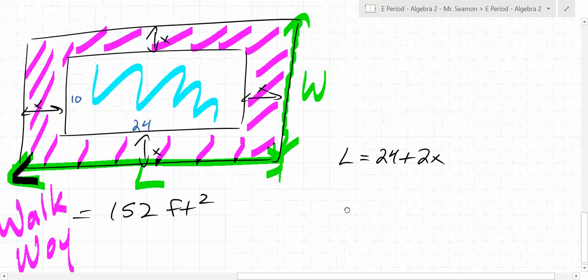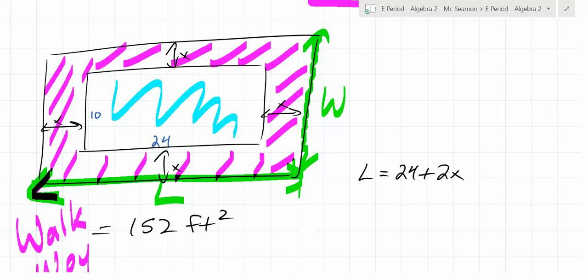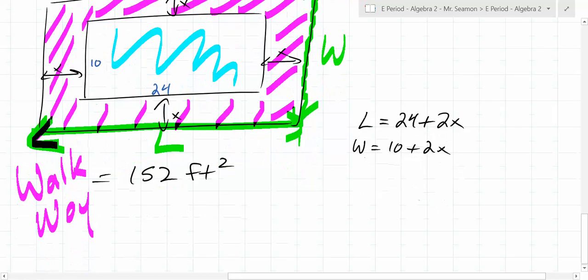So, what is the question asking for, though? If it has no walkway, there is no walkway area, correct? As you make the walkway wider, what happens to the area of the walkway? It gets bigger. So the question they're asking is, how wide do you need to make it so that the entire walkway has an area of 152 square feet? So, again, L is 24 plus 2x. What's the W? What's this height right here? 10 plus 2x. Exactly. So W is 10 plus 2x.